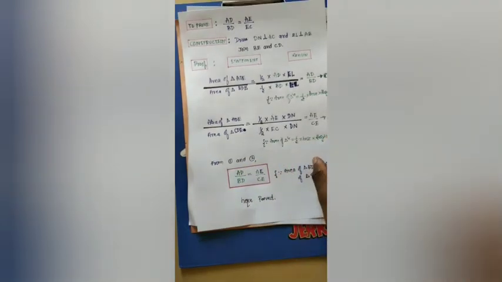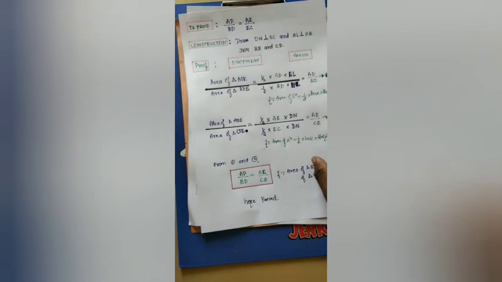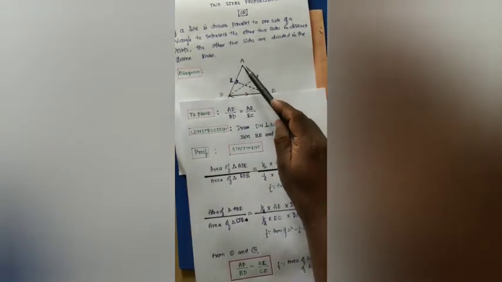Similarly, we have the area of triangle ADE and the area of triangle CDE. Here I am going to take AE as the base and DN as the height. We need to apply the area of triangle formula, half into base into height. So in triangle ADE, AE is the base and its height is DN. So the area of triangle ADE equals half into base AE into height DN.